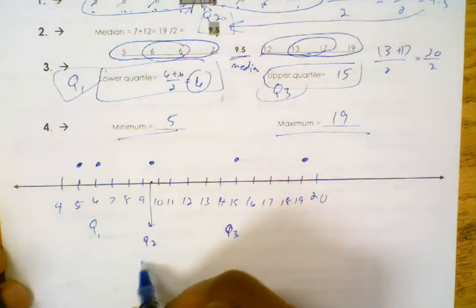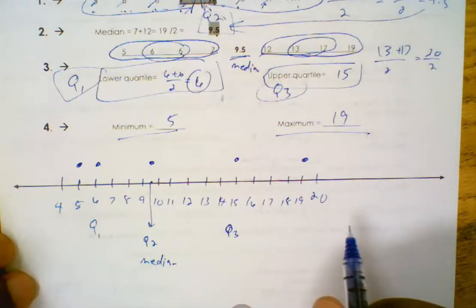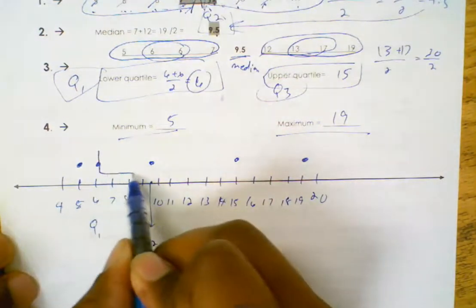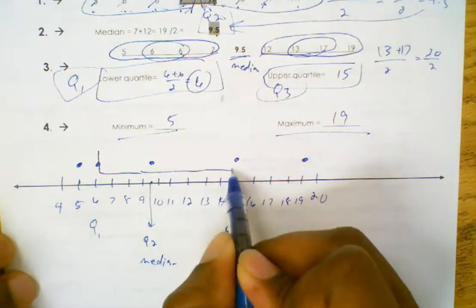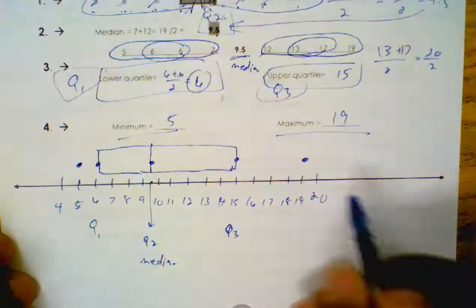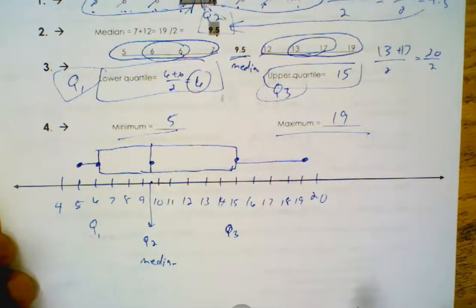Remind me, that's Q2 or the median. So from there, you're going to make a box and whisker plot just by doing this. You can put a box around these numbers, a little line right there for the median, and then connect it to the max and mins. That is now a box and whisker plot. We've now created it with the data we had.